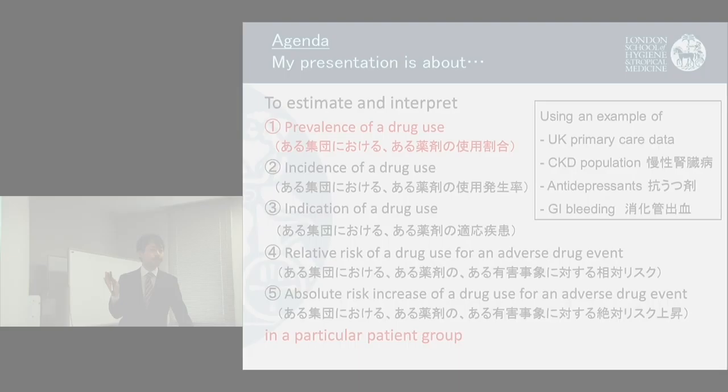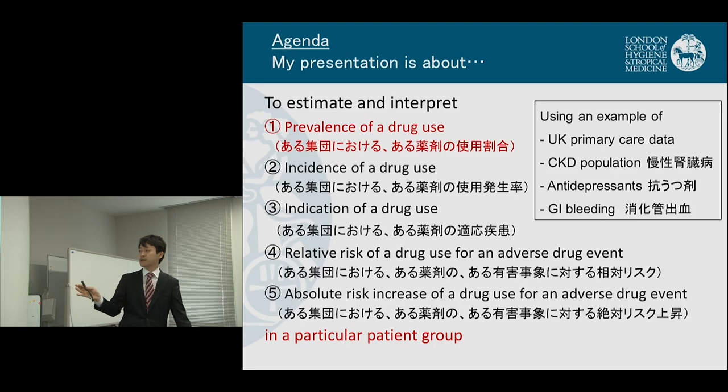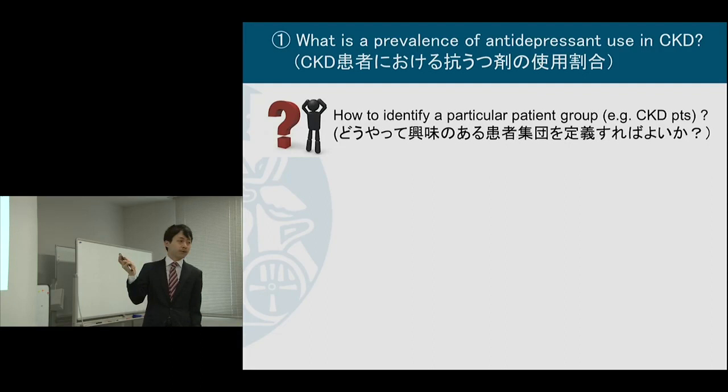So I'm focusing on how to estimate the prevalence of a drug use in a particular patient group. I mean, prevalence of antidepressants in patients with chronic kidney disease. The first point I encountered was how to identify a particular patient group or a study population. And of course, it's case by case. I mean, depending on disease, database, and country practice.